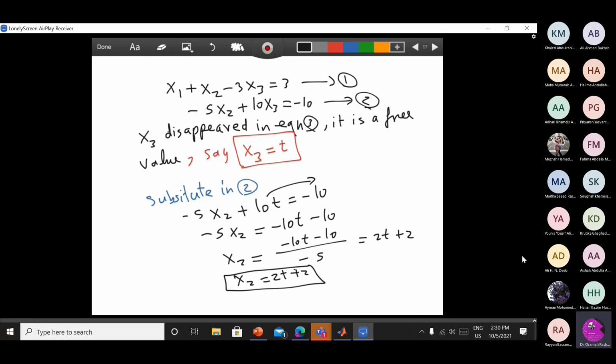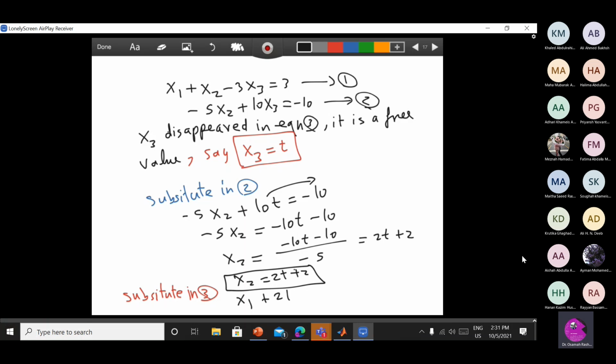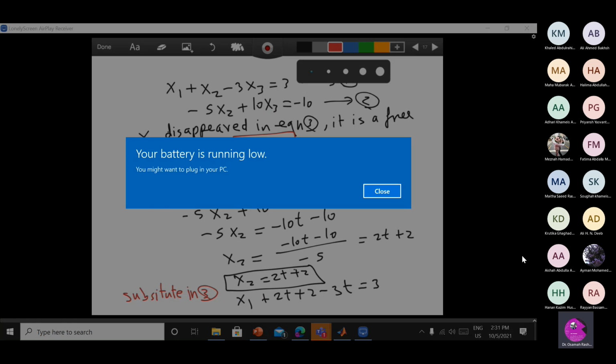Now how do I find x1? I'm just going to substitute in equation 1. So when you substitute, you have x1 plus x2, which is 2t plus 2, minus 3x3. x3 is t, equal to 3. Now I move everything to the other side to have x1. I have minus 3 and plus 2, so you have minus 10. Okay, just a minute.